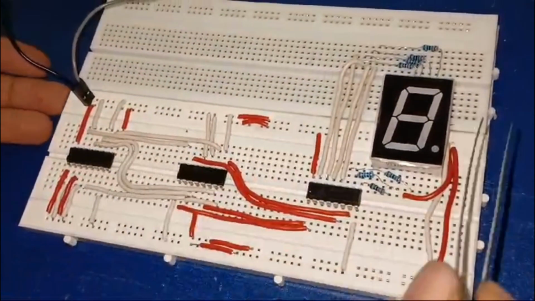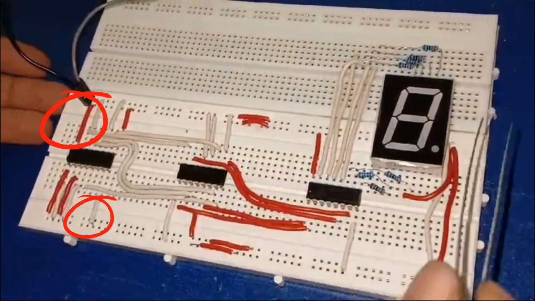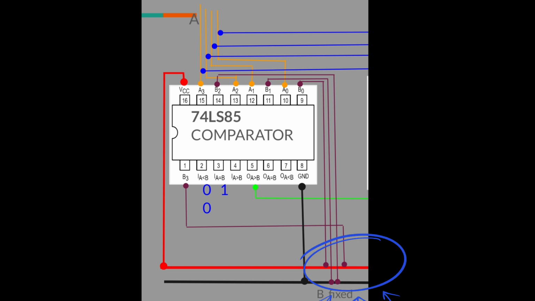So this is my circuit diagram and this is my 7-segment display, and below it are the driver, adder and comparator. If we talk about the connection part, let's get started with the comparator first. First of all, we have to provide a supply. For it I have connected pin 16 to VCC and pin 8 to ground, and then I have connected the B section to a fixed point. I mean B0, B1, B2 and B3 are connected to the fixed point 1001.